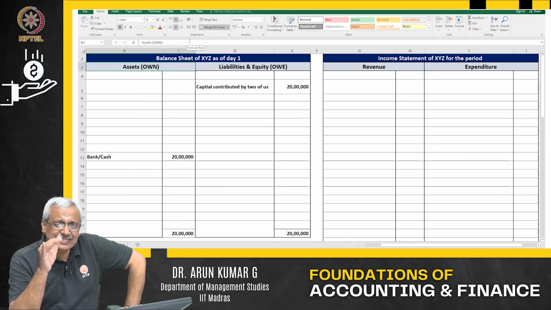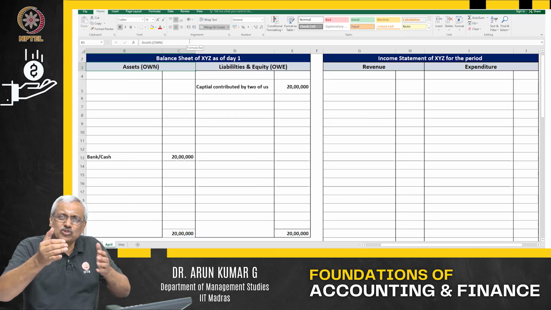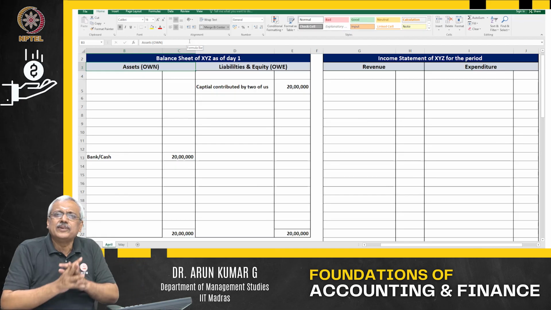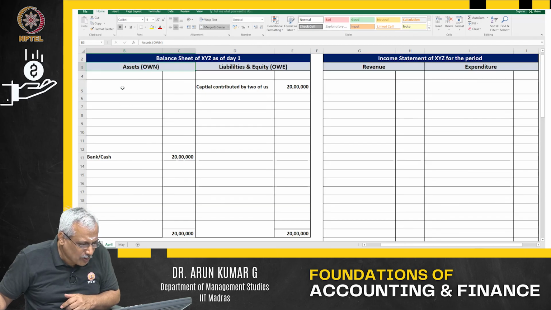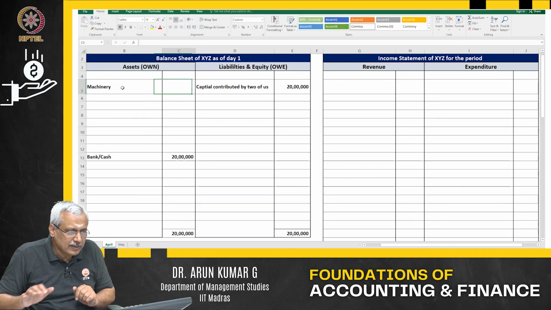In this particular case, I have bought a machinery for 50 lakhs. So, what has happened? The machinery is owned by whom? Owned by XYZ. So, what do I own? Machinery. What is the value of machinery? 50 lakhs.